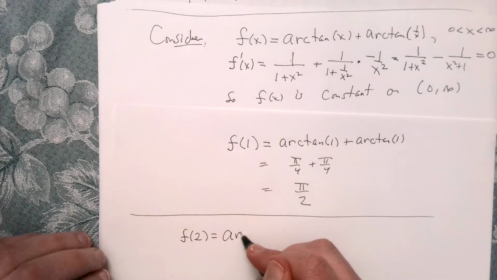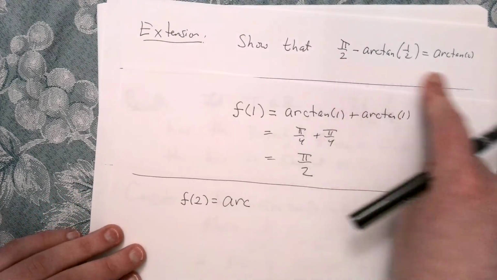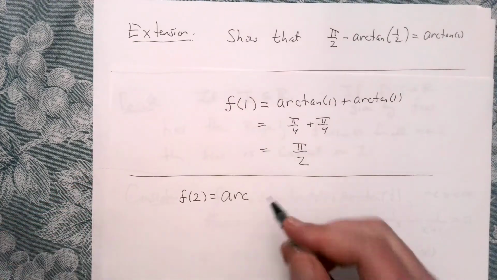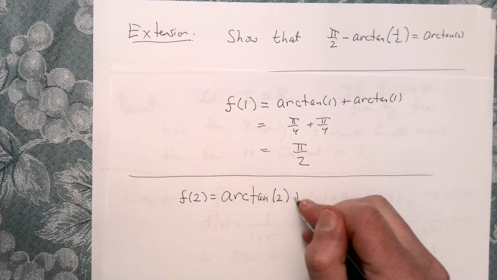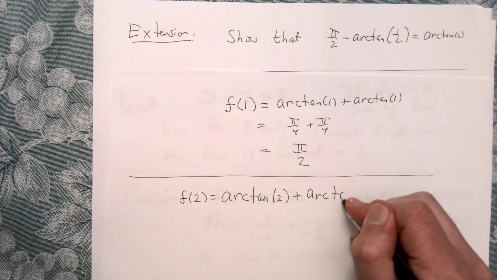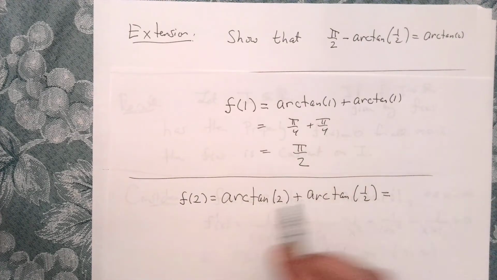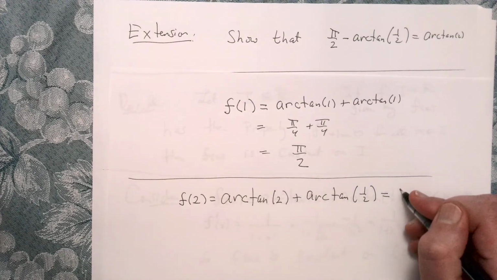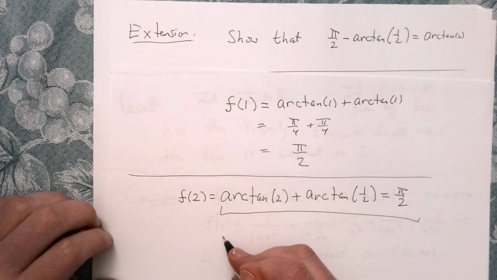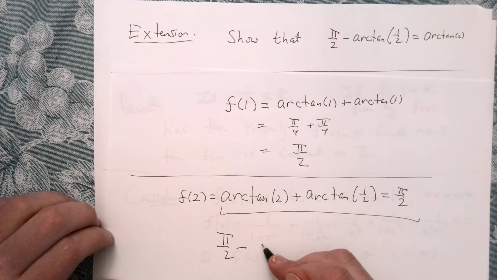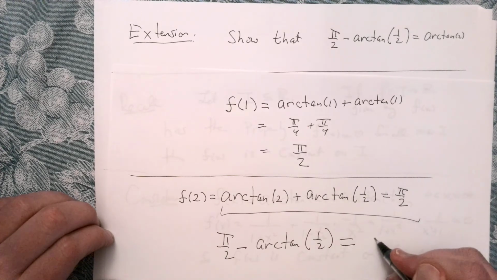So if I consider f of 2, that's the arctangent of 2. Hopefully you can see why that's helpful, because we're ultimately trying to say something about this. So we've got the arctangent of 2 plus the arctangent of 1/2. And since this is a constant function, for any input it yields the same output. So that's pi over 2. And so then you can see that instantly gives us our result. So pi over 2 minus the arctan of 1/2 equals the arctan of 2.